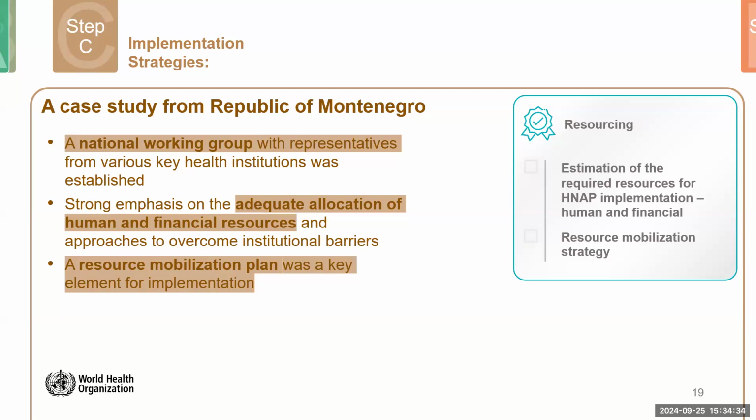So to ensure adequate human and financial resources, the country team nominated a national working group with representatives from various health institutions, and they identified appropriate modifications through an enhanced understanding of what works and why, determining where improvements are needed, and identifying the issues that should be addressed for the effective implementation of policies and programs. And there was also a strong emphasis, as I mentioned, on the adequate allocation of resources. And then the resource mobilization plan was developed as a key element of the action plan for implementation of the program.